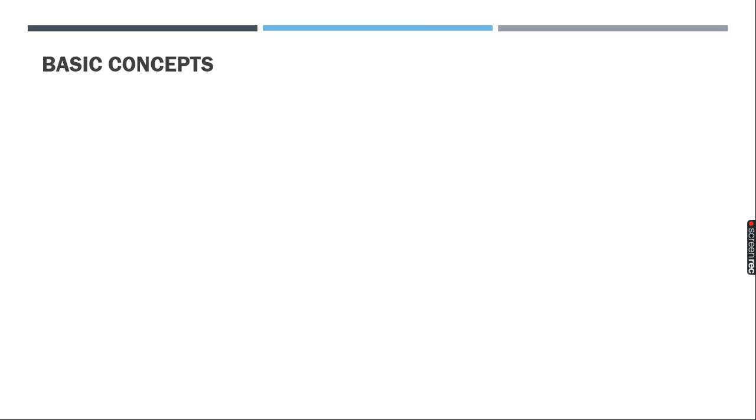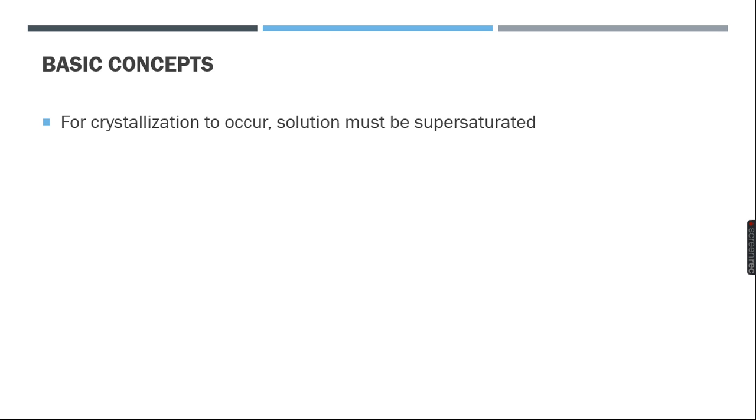Now we need to know the basic concepts involved in the crystallization process. Basically, all crystallization depends on an important property of a solution, that is supersaturation: how much of the compound is dissolved in the solution, what the concentration is. For crystallization to occur, the first and foremost thing is that the solution must be supersaturated. Supersaturated means the amount of solute dissolved is more than its solubility. If it goes beyond its solubility and is still in solution, that is called supersaturation.